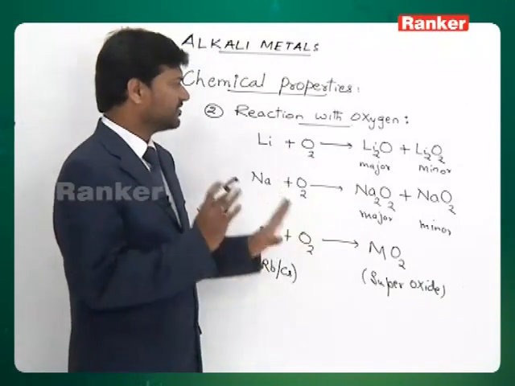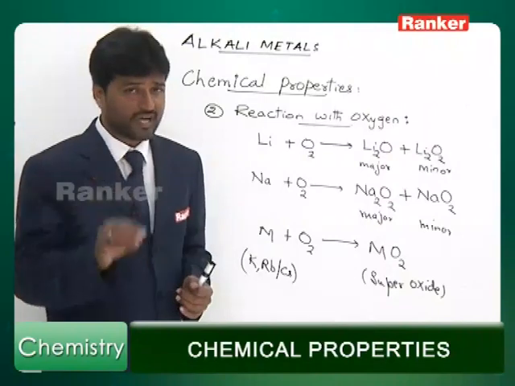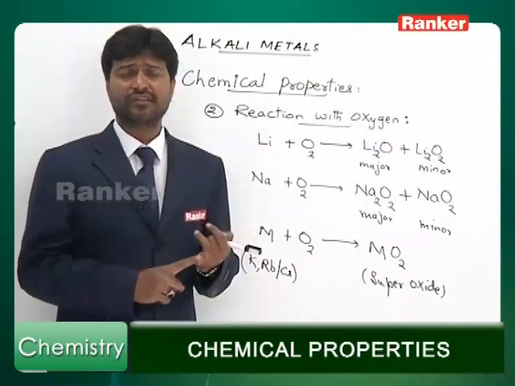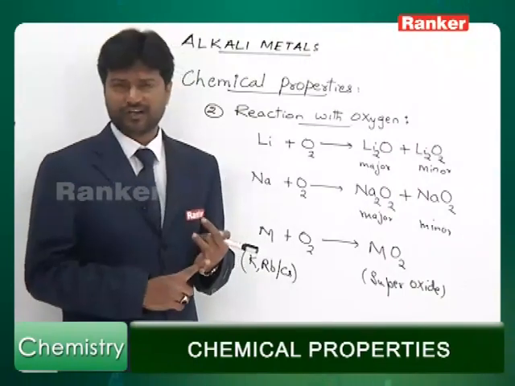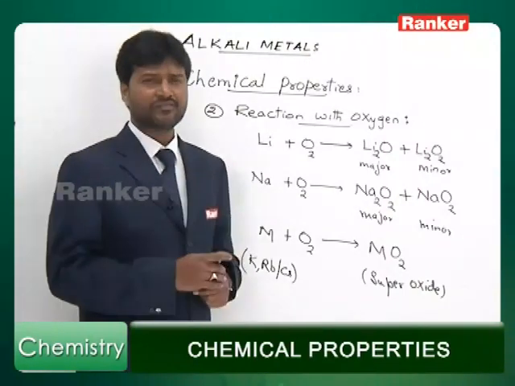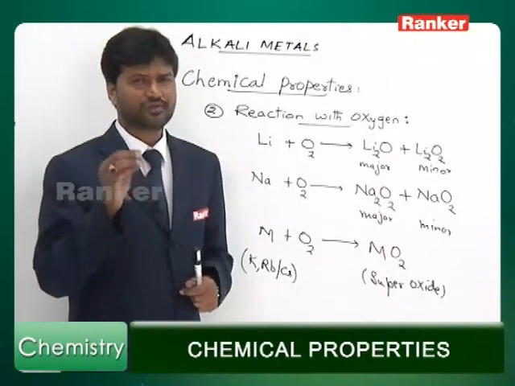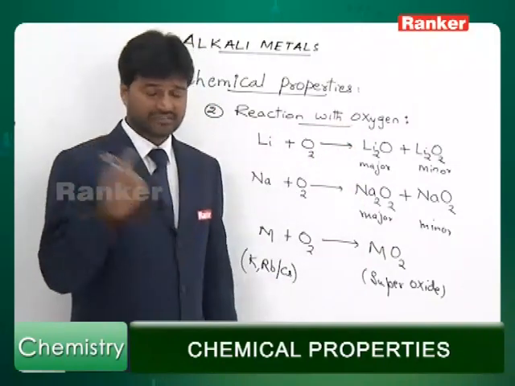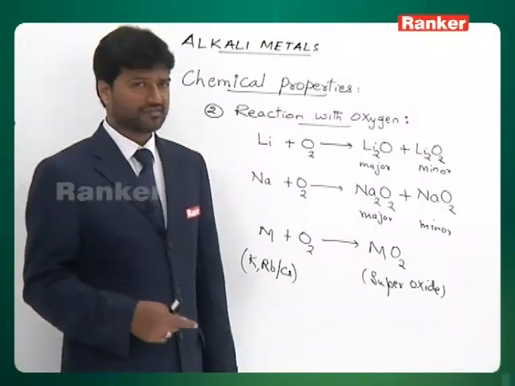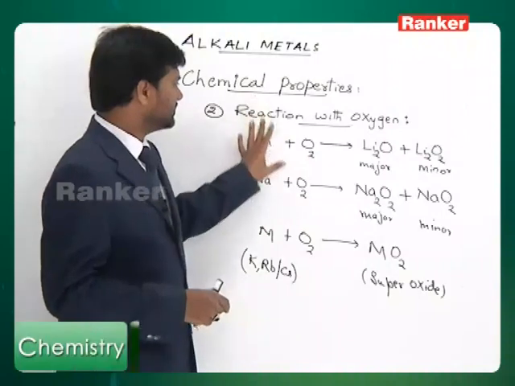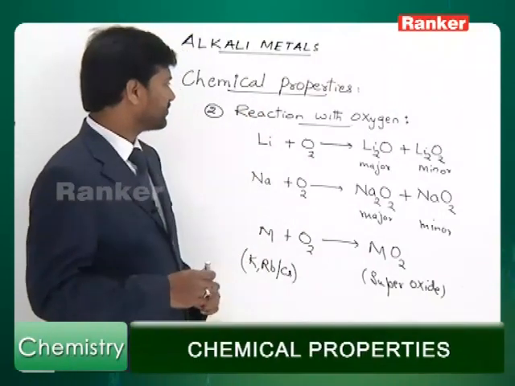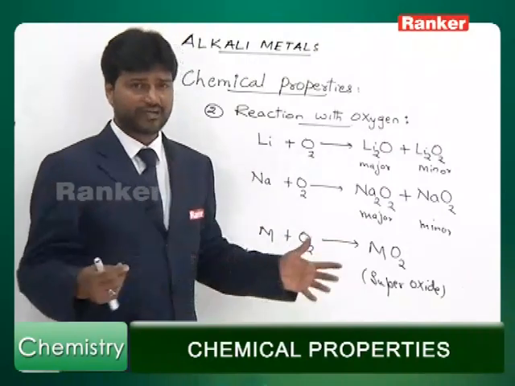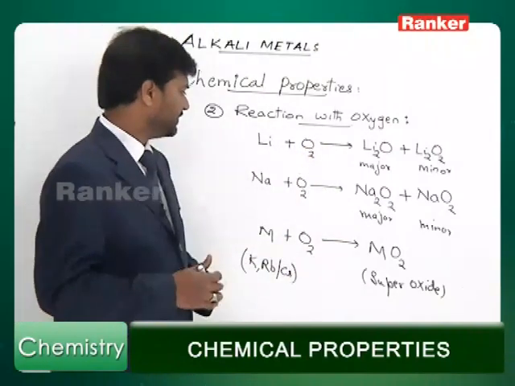For the time being, just remember that there are three possible products: normal oxide, peroxide and superoxide. Lithium mostly gives normal oxide, sodium mostly gives peroxide, and others mostly give superoxides. Others means potassium, rubidium and cesium. Now, why such a thing happens, we will be discussing in the next section under chemical properties of compounds. So, this is regarding reaction of alkali metals with oxygen. The various alkali metals react in a different manner. You can see the reactions here.